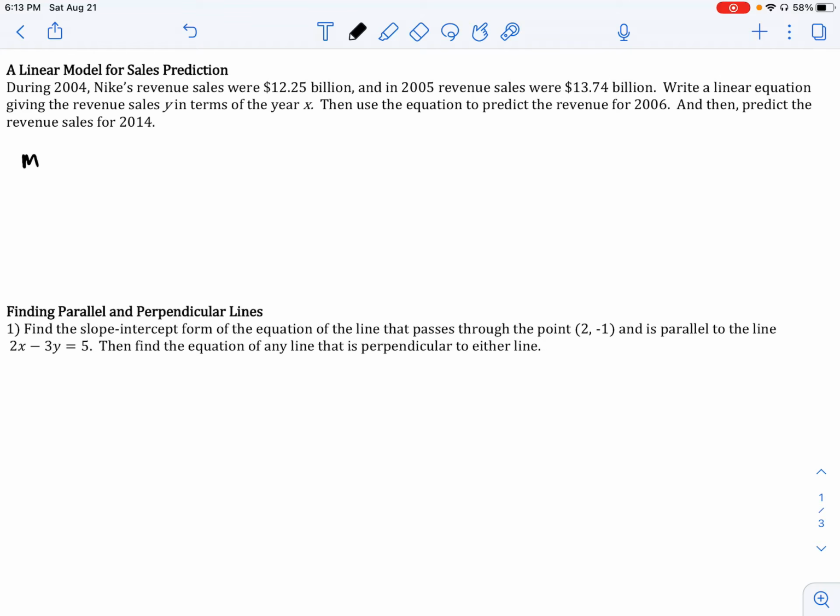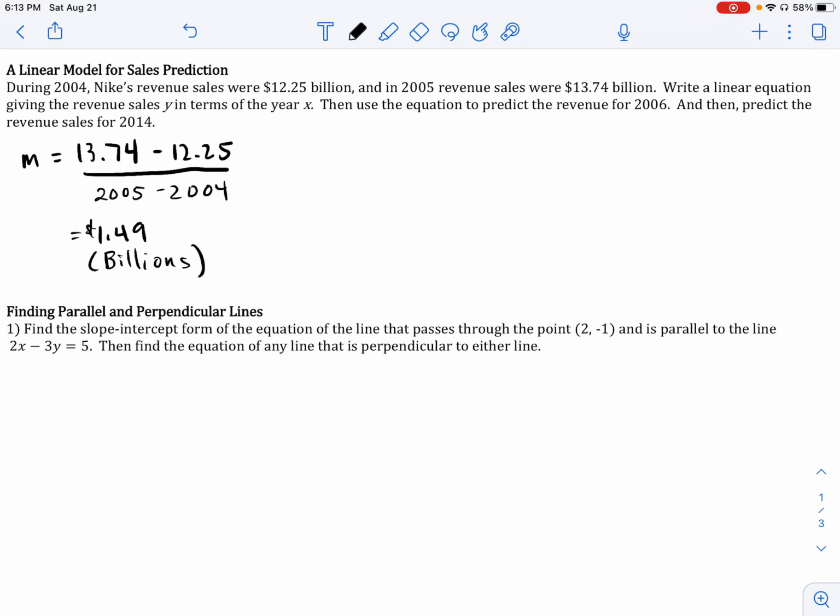The rate of change here, or our slope, is, and we're going to write everything in billions. So this is 13.74 billion in the year 2005 compared to 12.25 billion in 2004. And what are we comparing this to from 2005 to 2004? Well, this is really just going to be 1.49, and again, this is 1.49 in billions, not in dollars, otherwise Nike would be in a lot of trouble. And so we can just use this as a linear model to describe what is happening from year to year. How much is the revenue going to be changing by?